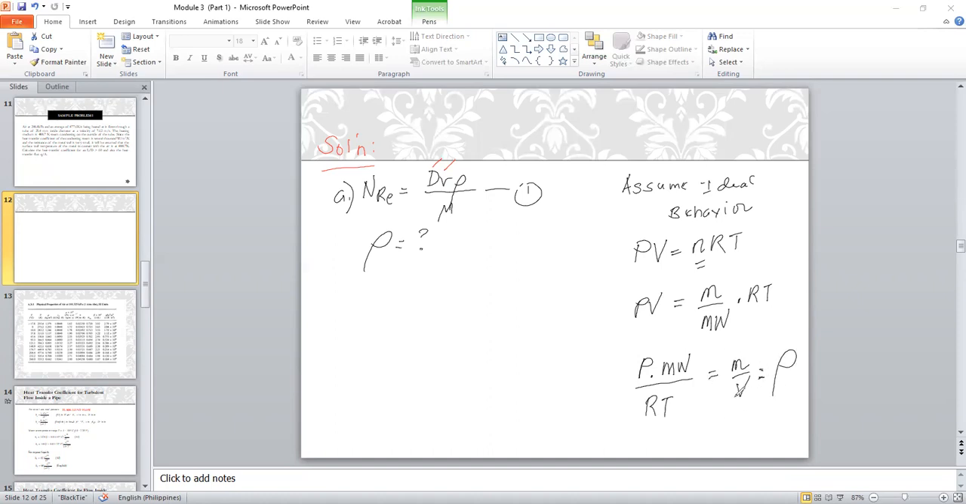But in this case, class, your density for air will be based on the pressure, the molecular weight of air, the universal gas constant, and the absolute temperature. As to what universal gas constant you will use, it depends on the units that you are using. So now going back to what I have written here, since we know already density is the product of the pressure and the molecular weight divided by the product of RT.